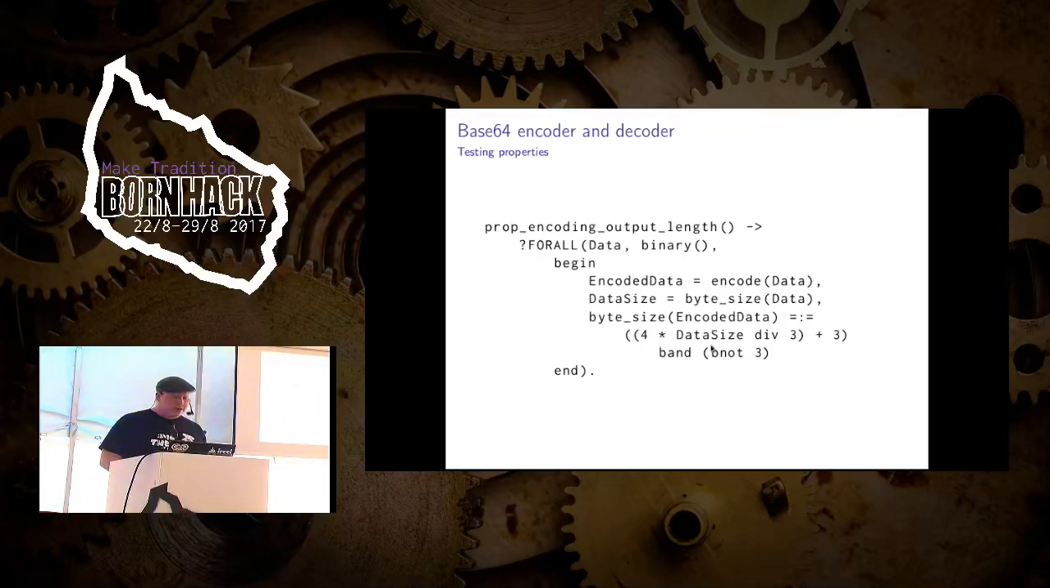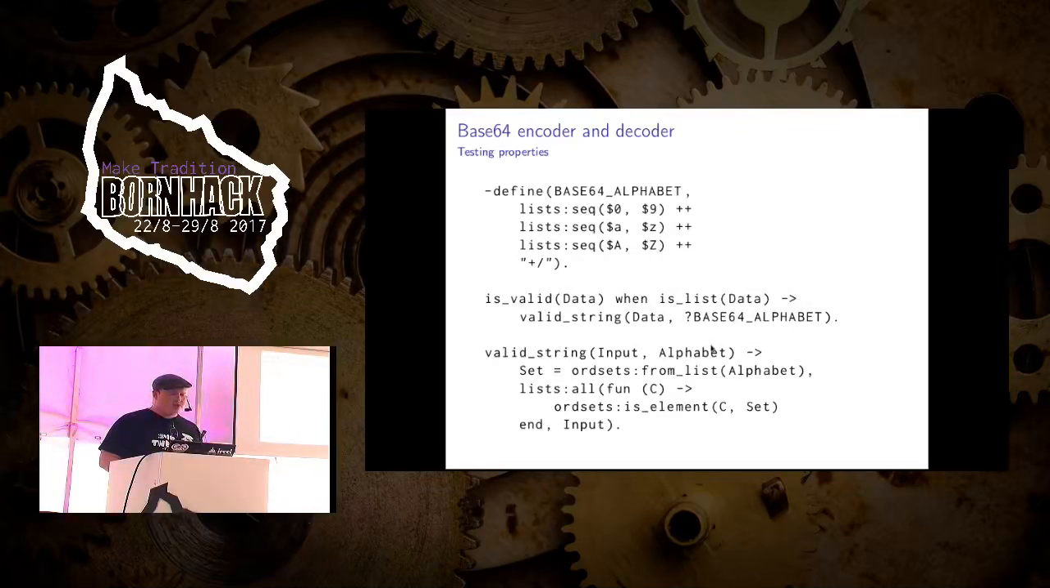This is not fully enough. We additionally want to test our isValid function. This is sort of a definition of our validator. We have a base 64 alphabet here, which is 0 to 9, lowercase a to z, capital A to Z, and plus and slash. We then include some Erlang code to actually validate it. It's a pretty simple thing. It just checks that all characters in our input are a member of this larger set, which is our alphabet.